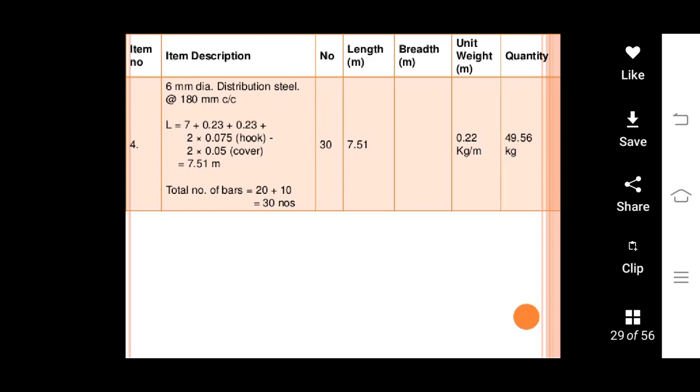Total number of bars required are 30 numbers. Therefore, multiplying the total number of bars, 30, by total length of one bar, that is 7.51, and weight per meter of 0.22 kg per meter, will give the total quantity of bar, or weight of 6 mm bar, equal to 49.56 kgs.